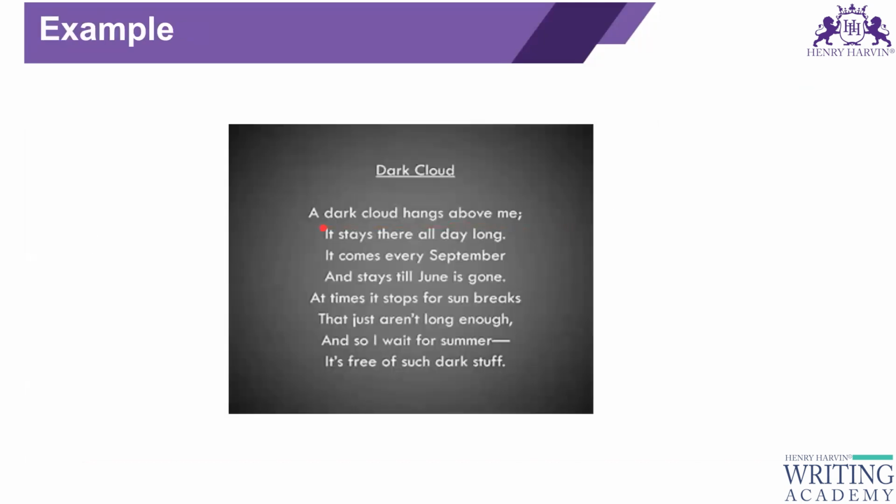Symbolism: a dark cloud hangs above me. It stays there all day long. Symbolism is, I am comparing my dark emotions with a dark cloud. I'm feeling gloomy. I'm feeling bad today. So it is a dark cloud. It comes every September and stays till June is gone. At times it stops for sunbreak. Okay. Now, because of the way that I feel, I'm feeling very, very low, but sometimes I feel good because the sun breaks, it gives sunshine. So you feel happy.